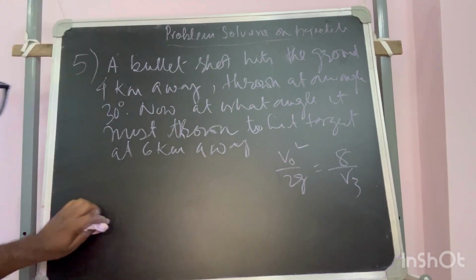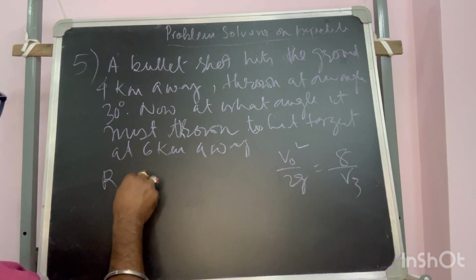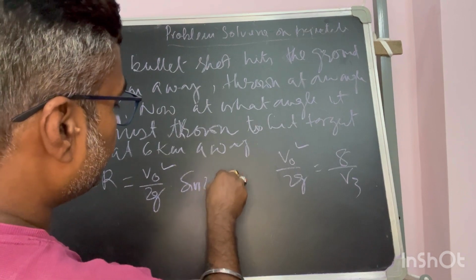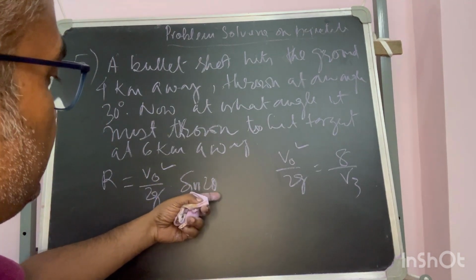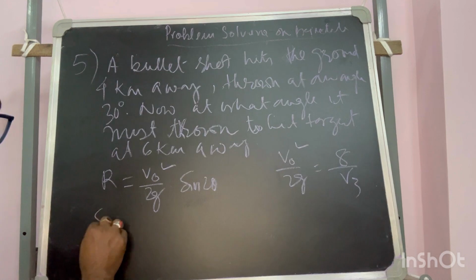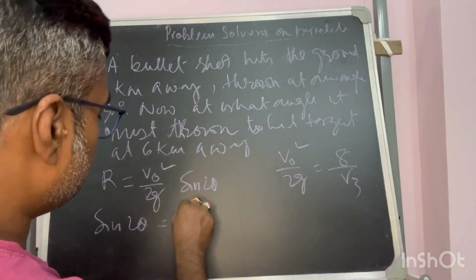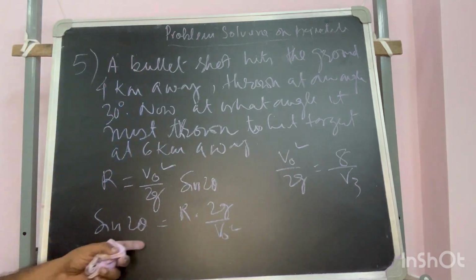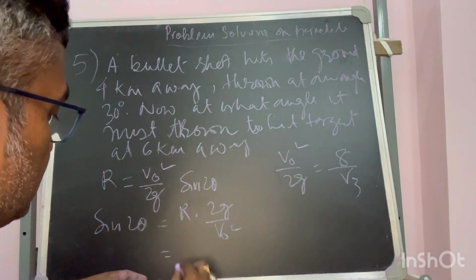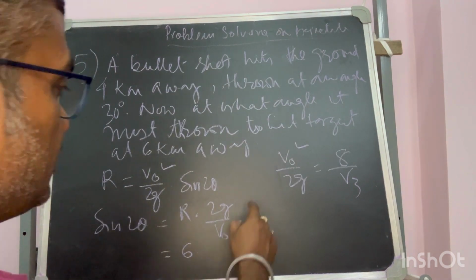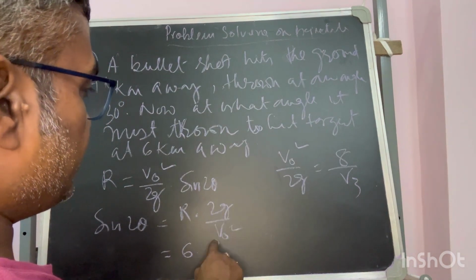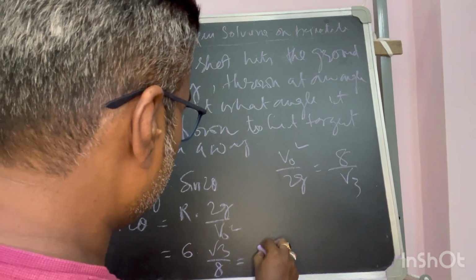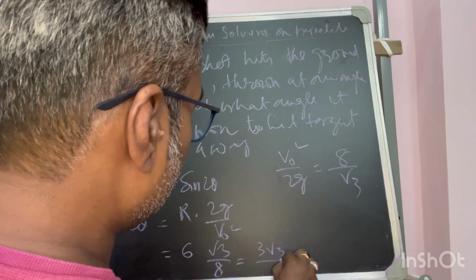Now in the second case, the range is given. The same formula I use, V0 square by 2g and sine 2 theta. In this case, I have to calculate theta. So to calculate theta, I move all the terms to this part. Now the range in this case is equal to 6, you know. Now 2g by V0 square is just the reverse of that, root 3 by 8. So now this is equal to 3 root 3 by 4, we can say.